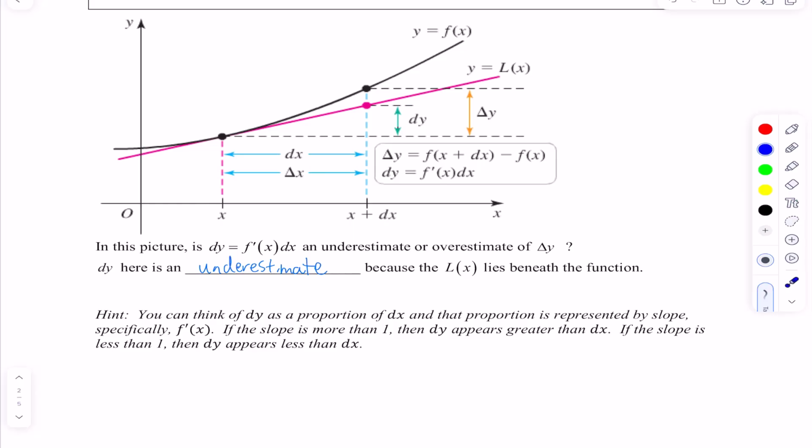You can also remember that dy is a proportion of dx. Remember that this proportion is represented by slope. So if the slope is more than 1, then dy will appear larger or longer than dx. If the slope is less than 1, then dy will appear less than dx. Let's look at this example here. The slope of this tangent line appeared to be less than 1. Since the slope of the tangent line is less than 1, dy, the theoretical change, seems to be less than the actual change.